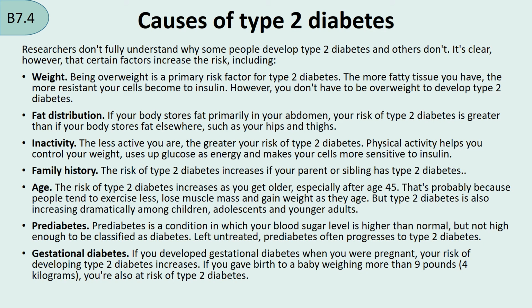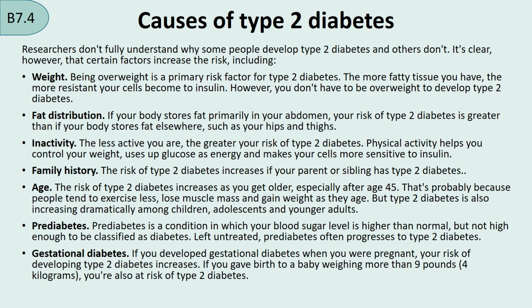Fat distribution, so if your body stores fat primarily in your abdomen, so if you get it around your stomach area, that is more of a cause of type 2 diabetes than if you are storing it elsewhere, in your hips, thighs, and places like that. Lack of exercise or inactivity. So the less active you are, the greater the risk of type 2 diabetes.